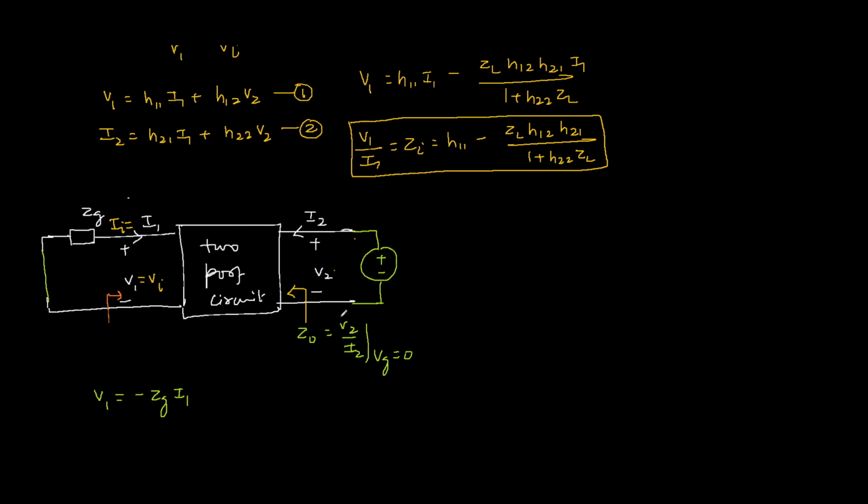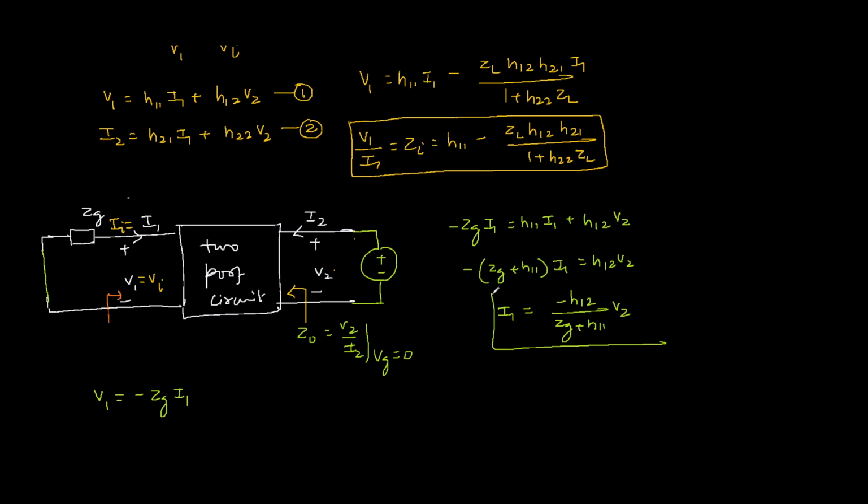Now we need to have the equation in terms of V2 and I2. Now we will replace V1 in equation 1. So this will give negative Zg I1 equal to H11 I1 plus H12 V2. So this is negative Zg plus H11 I1 equal to H12 V2, or this I1 is negative H12 over Zg plus H11 V2. Here we have I1 in terms of V2.